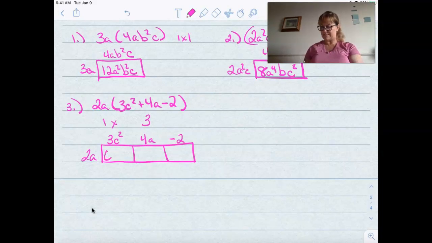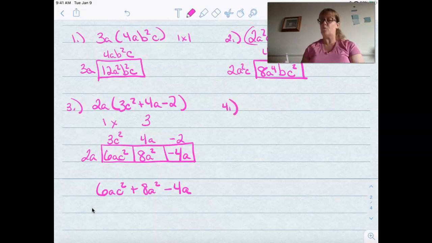3 times 2 is 6ac squared. 2 times 4 is 8. A times a is a squared. And 2 times negative 2 is a negative 4a. So therefore, our answer is 6ac squared plus 8a squared minus 4a.